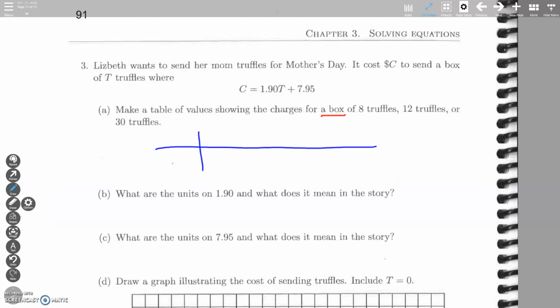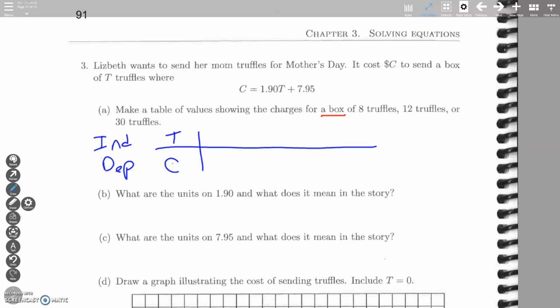Now, recall that our independent value goes on the top and our dependent goes on the bottom, and the dependent is often what we want to know. In this equation, T is our independent. We can choose the number of truffles, but C is the dependent. The cost of the box depends on how many truffles we choose.